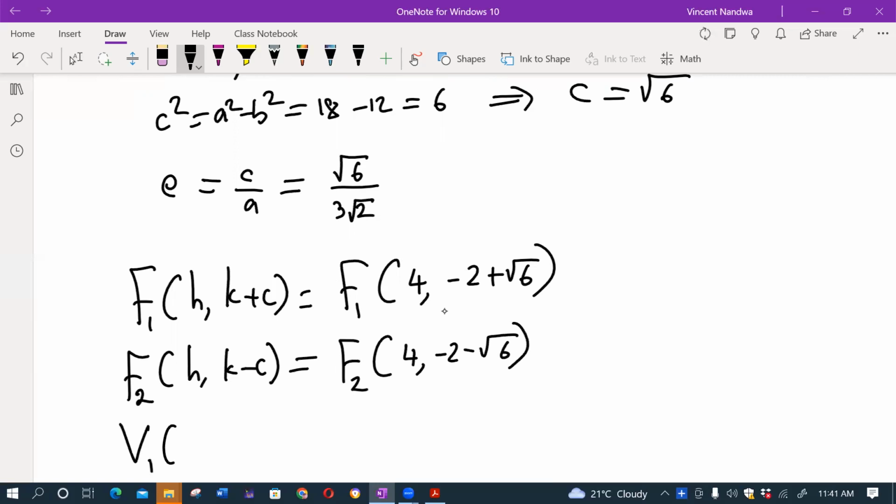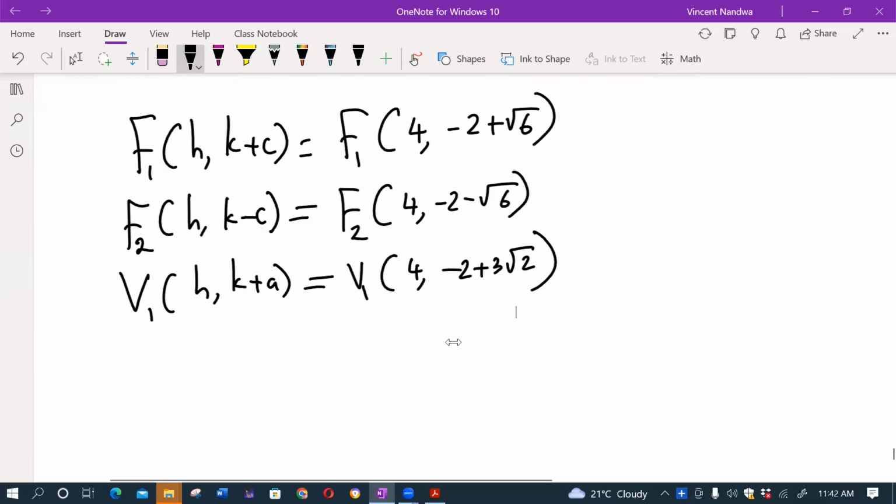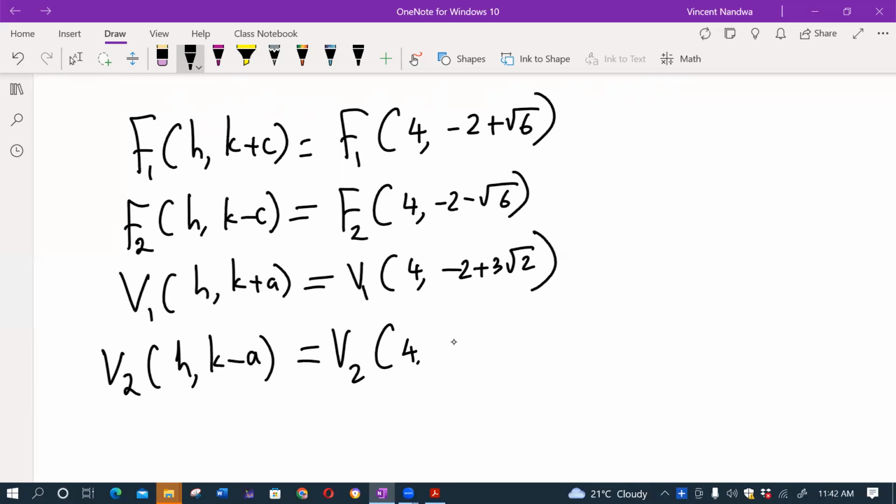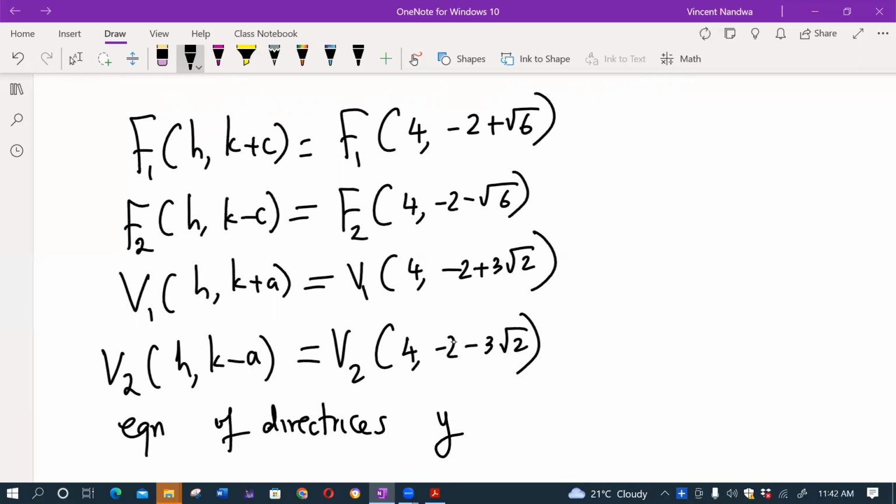V1 is h comma k plus a. Then V2 is given by h comma k minus a. The equation of the directrices for an ellipse is, for this case, y equals k plus or minus a over e.